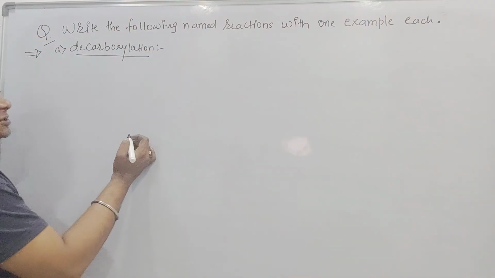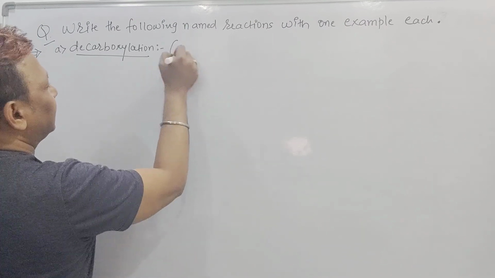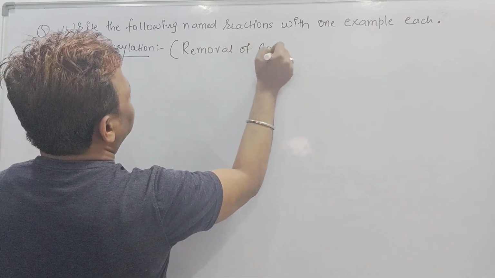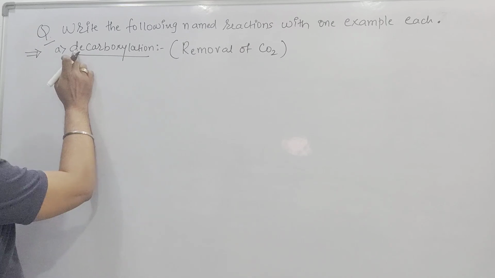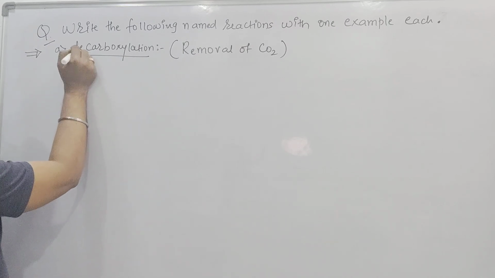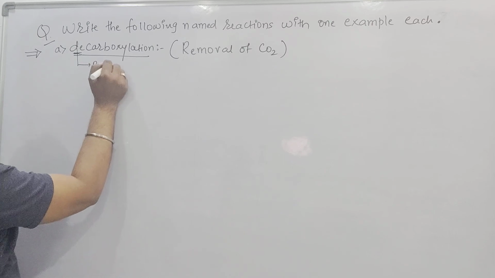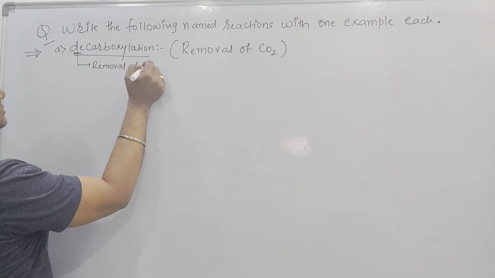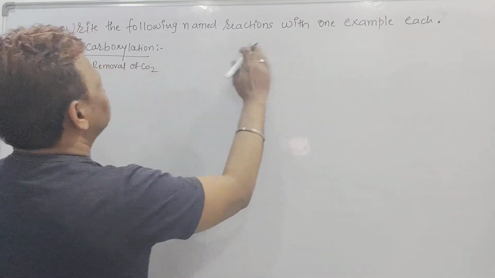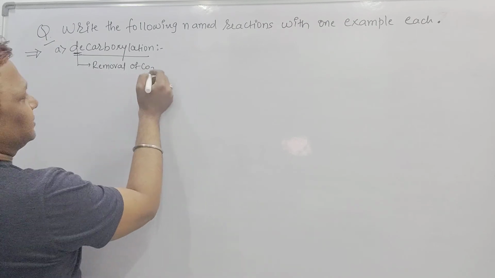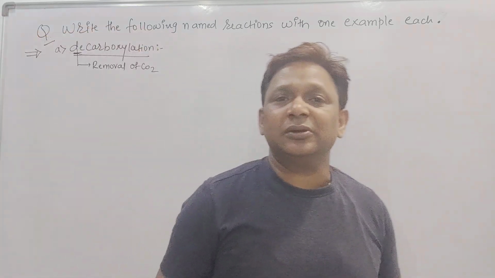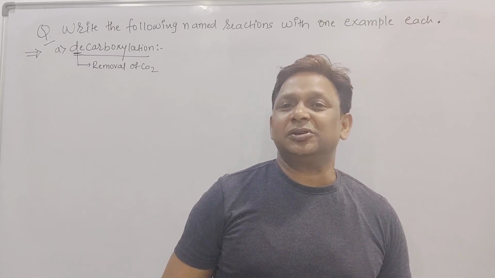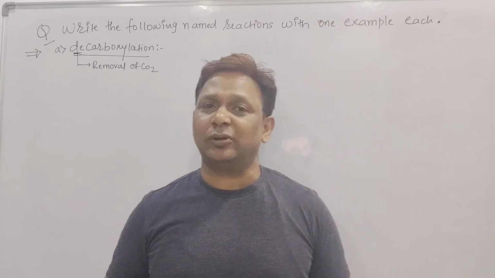What is meant by decarboxylation? Decarboxylation means removal of carbon dioxide. This D indicates removal, and carboxylation means CO2, so removal of CO2 is called decarboxylation. For removal of CO2 we require a reagent called soda lime. You know what soda lime is? It is a mixture of NaOH plus CaO, called soda lime.